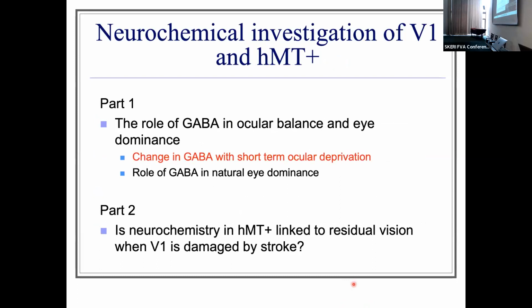What I really wanted to give you an idea about is how we use MRS, through two different research areas that I've been involved in. The first thing I'm going to talk about is GABA in ocular balance, hopefully relating to the previous session. And in the second part, I'm going to talk about neurochemistry when we have damage to the primary visual cortex.